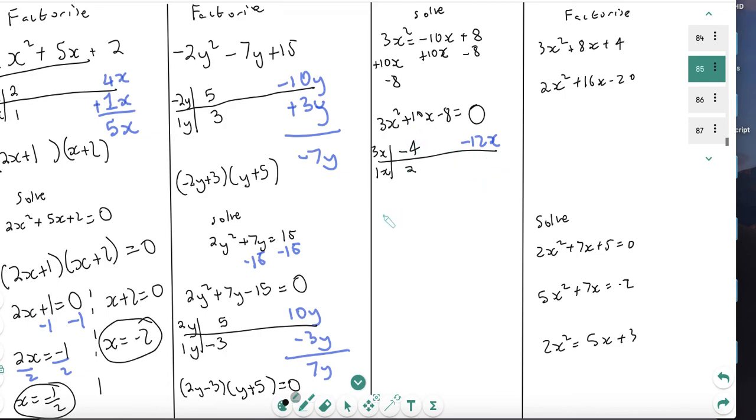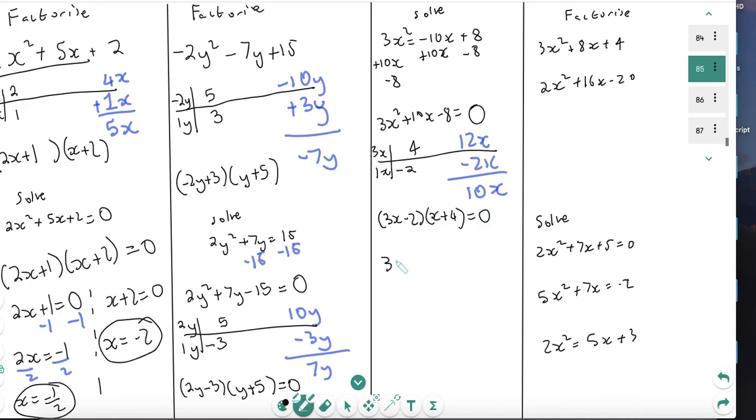Let's flip it. So we'll make the 4 positive and the 2 negative. So 3x times 4 is 12x. 1 times minus 2 is minus 2x. 12 minus 2 is 10x. Lovely. All right, so that's matching. So let's factorize. So 3x minus 2, 1x plus 4, or just x plus 4, equals 0.